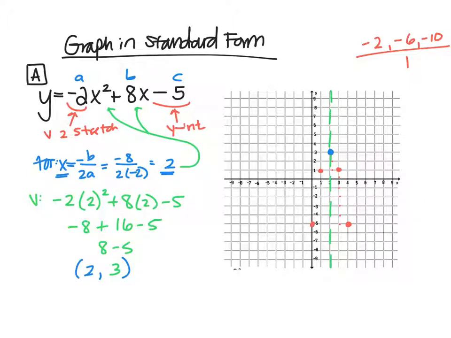And notice that that kind of checks itself because I just said at the very beginning that the y-intercept should be -5, and indeed, that does end up crossing the y-axis at -5. So that's how we're going to graph in standard form.